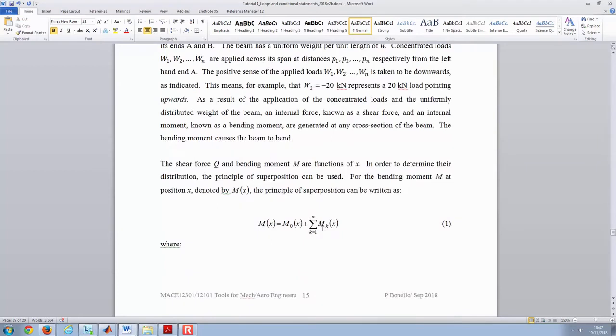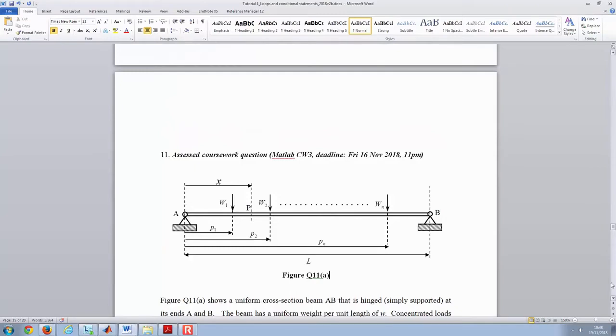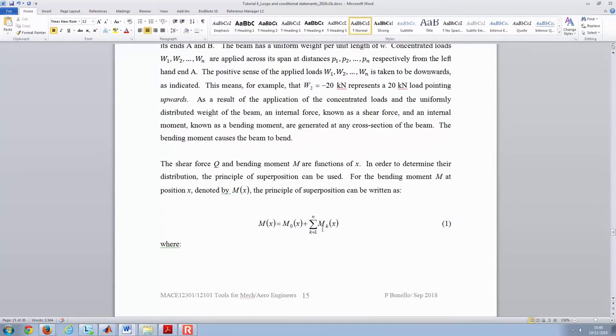The formula that you had to use was this one here, which is saying that the bending moment distribution is the superposition of these bending moment distributions. So the bending moment distribution, that is the bending moment at a general distance x from the left hand end of the beam, is the superposition of these bending moment distributions. This is the bending moment distribution due to the distributed weight of the beam on its own. And Mk of x is the bending moment distribution due to the concentrated load Wk applied at a distance of Pk on its own, with all the other loads removed. Okay?